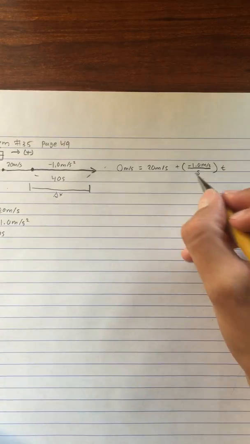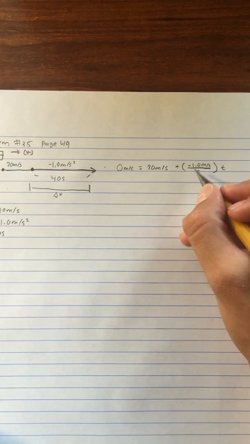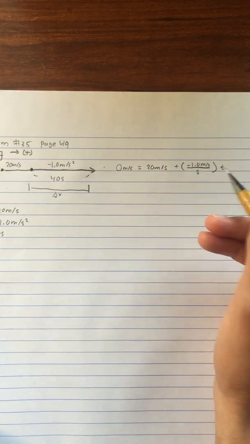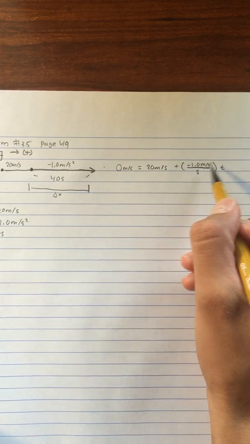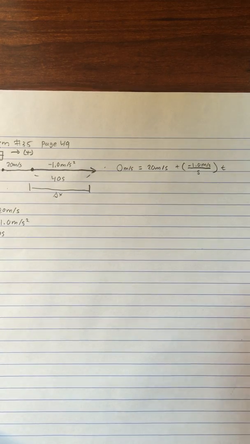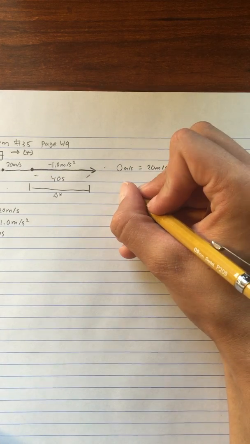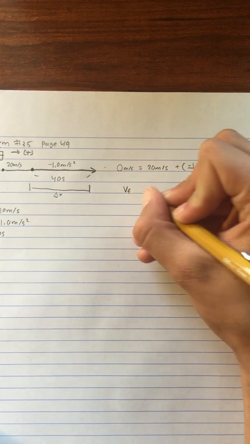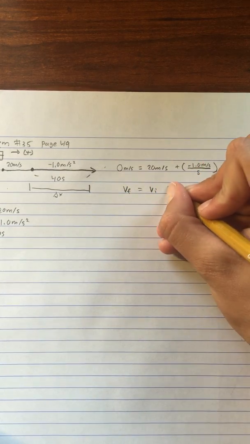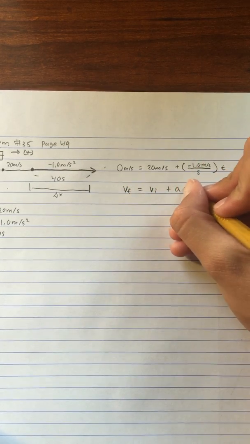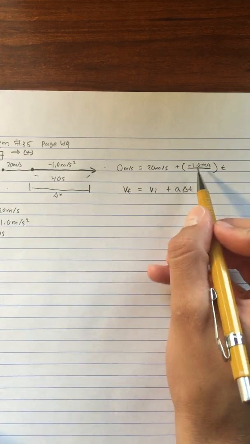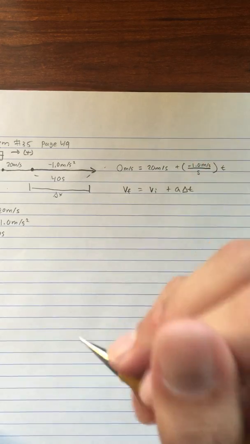Times, I'll put t as our variable time. So what this is saying, for every second that goes by, we slow down, our velocity decreases by 1 meter per second, or we add -1 meters per second. So this equation should look familiar. It's actually where we get our original equation from, which is velocity final equals velocity initial plus acceleration times our change in time, right? Velocity final, velocity initial, acceleration, change in time. So that's where that comes from.